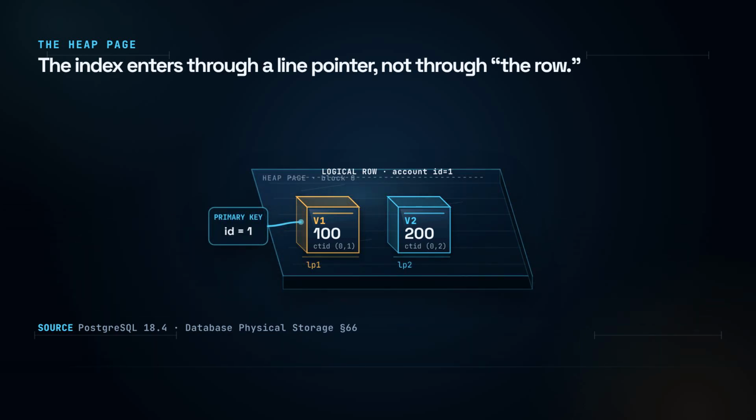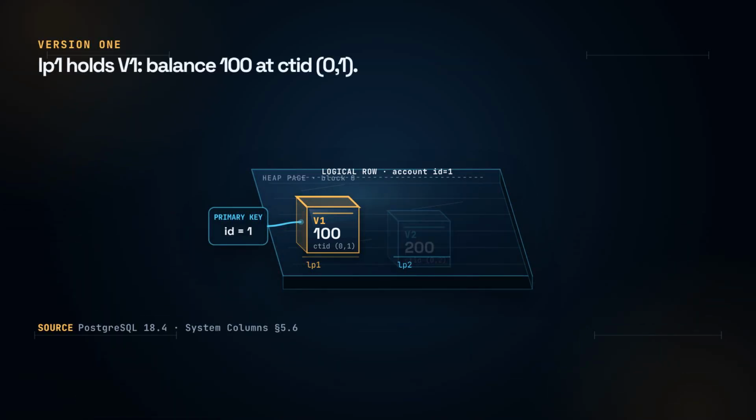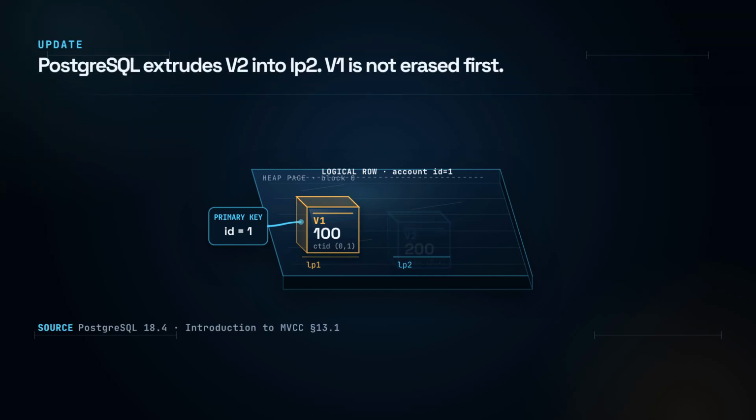A query does not simply ask, where is account 1? It effectively asks, which version of account 1 is visible to me? That distinction is the engine of the entire system. The primary key identifies the logical row. A physical version has a location called ctid.